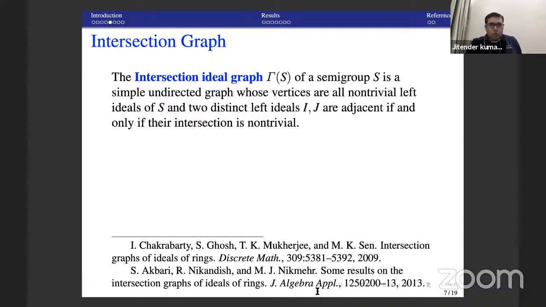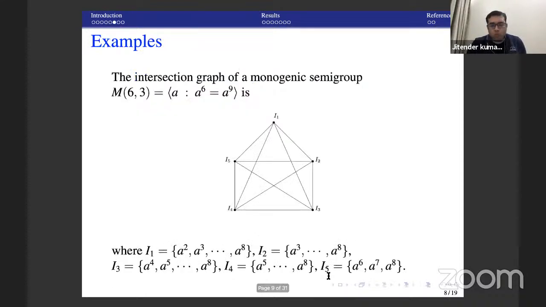Okay, so let me go back to my basic definition. The intersection graph of a semigroup S is a simple undirected graph. Here the vertices are the non-trivial left ideals, and there is adjacency between two vertices if their intersection is non-trivial. Okay. So these are examples of the graph. If I take my semigroup generated by a under the relation a^6 = a^9, this gives me this graph. So all the ideals are listed here.